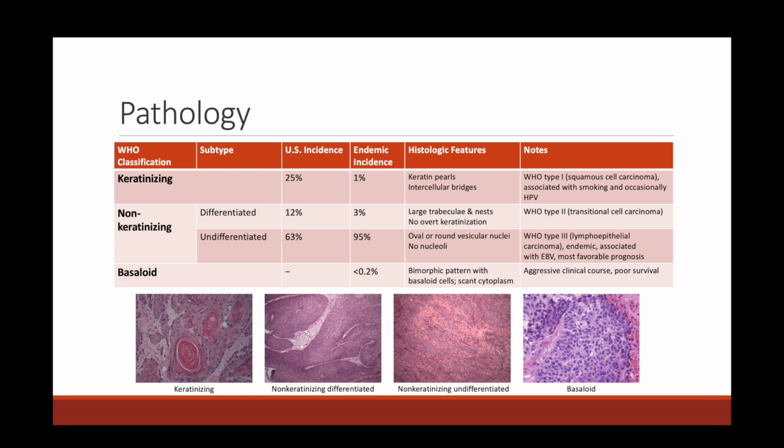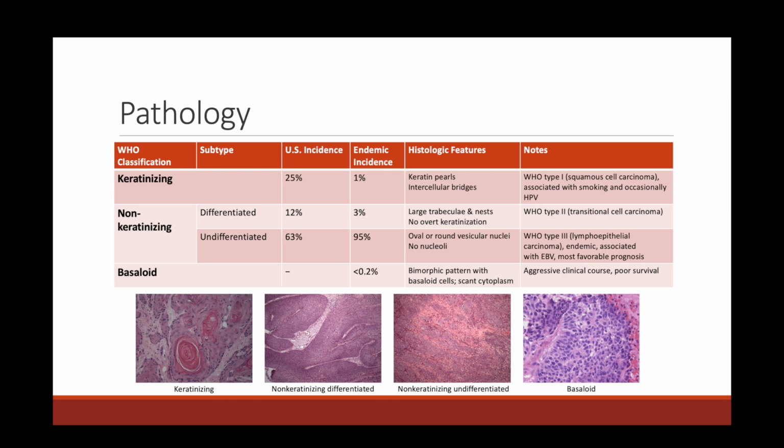And then finally, the last subtype that we haven't talked about yet is WHO type 2, which is a transitional cell carcinoma. And this is, I would say, less common both in the US and in endemic countries, although you can see it occasionally. This is another non-keratinizing subtype, except it's differentiated. So it has large trabeculae and nests, no overt keratinization. So hopefully that was an okay summary of the different subtypes that we see on pathology of nasopharyngeal cancer.